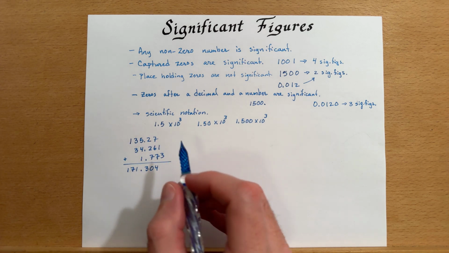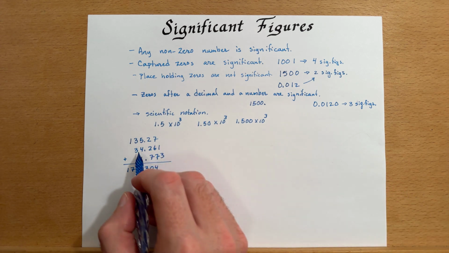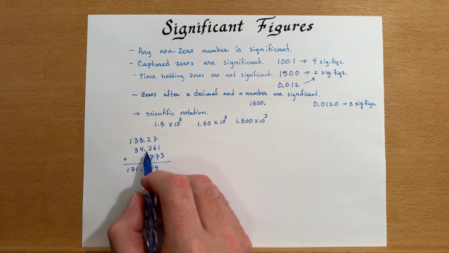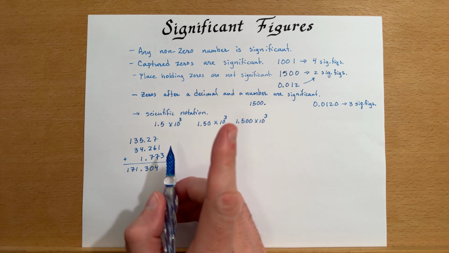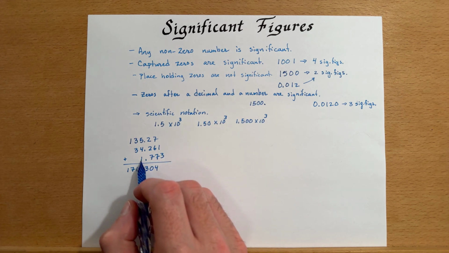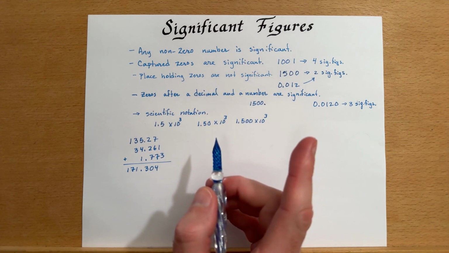135.27, that's 5 non-zero numbers, no question. That's 5 sig figs. And 34.261 also has 5 significant figures. But 1.773 only has 4.